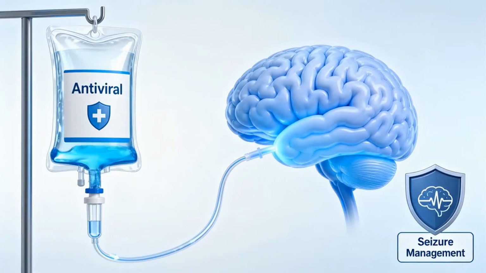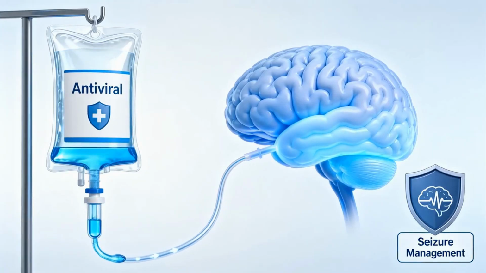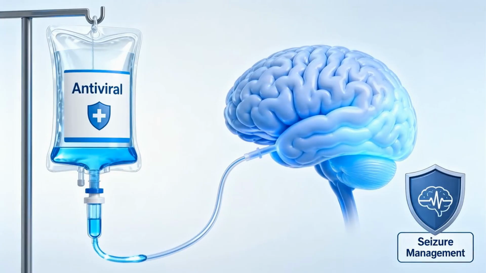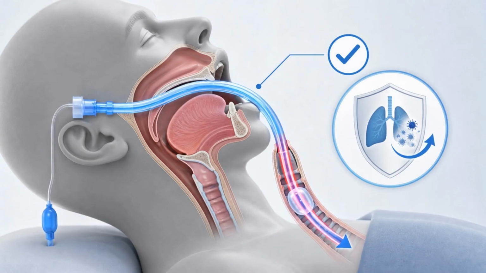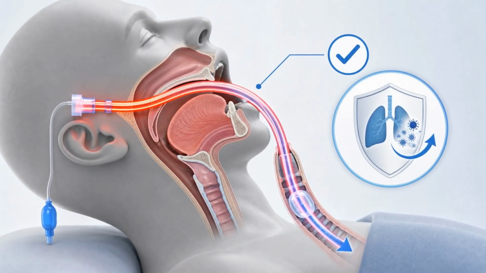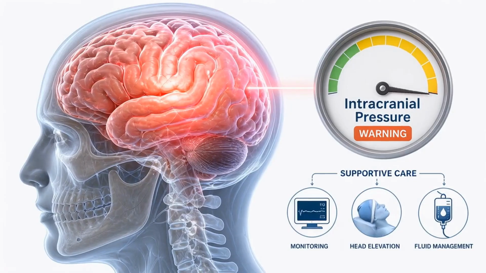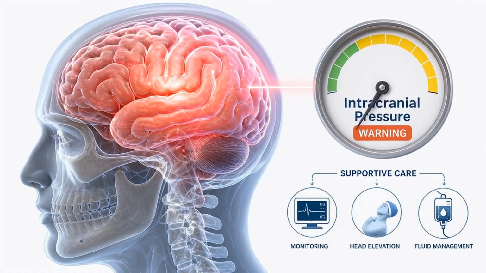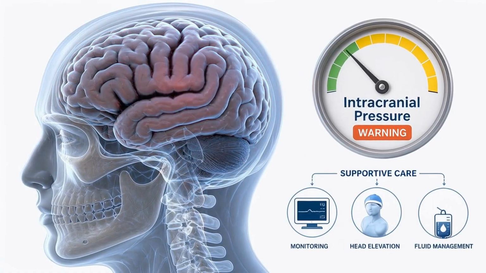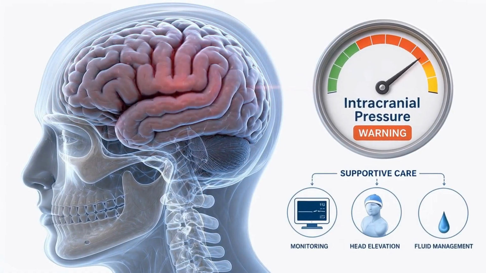Management for encephalitis focuses on antiviral medications and aggressive seizure management to protect the patient. Airway protection is a vital nursing intervention if the patient's level of consciousness continues to decline. Supportive care is essential to manage potential complications like rising intracranial pressure during the acute phase.